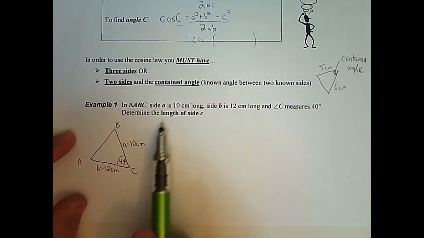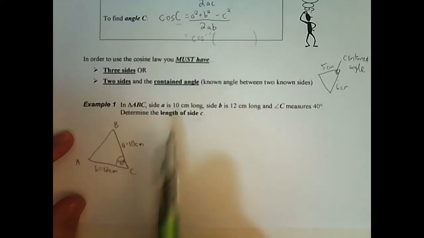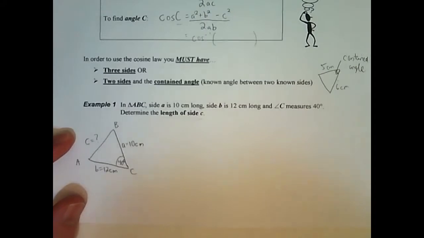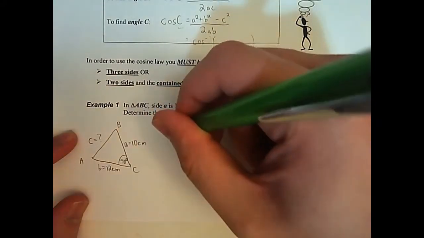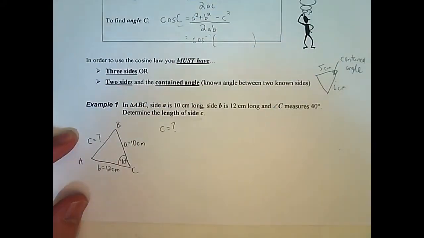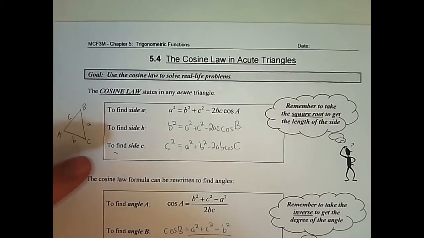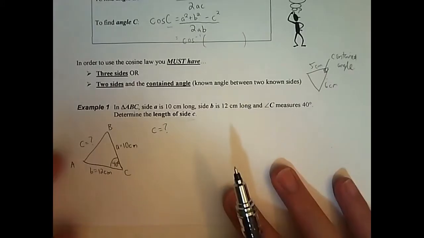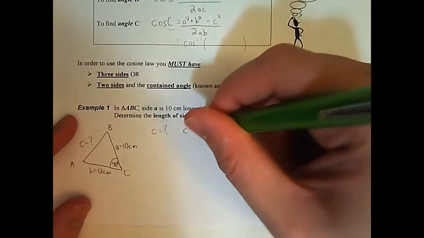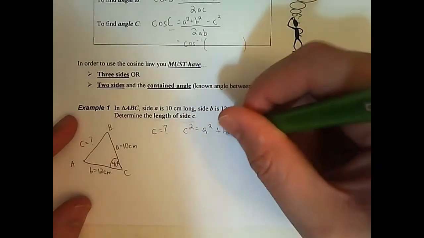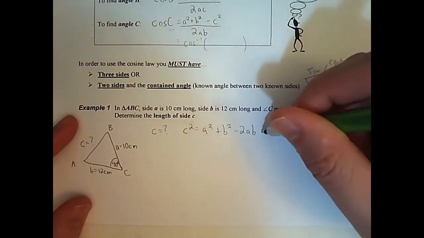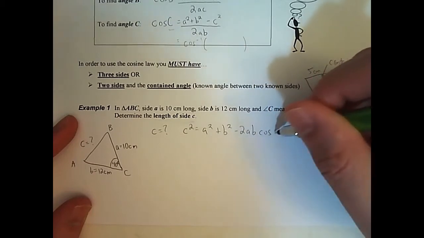So they want us to determine the length of side c. Side c is here, and that's what we're trying to solve for. So what is c in this case? Well, I'm solving for a side, so I can look at my side equations for cosine law. I'm going to use, well, c is convenient here, so I'm going to use that one. I have c² is equal to a² + b² − 2ab times cos C.